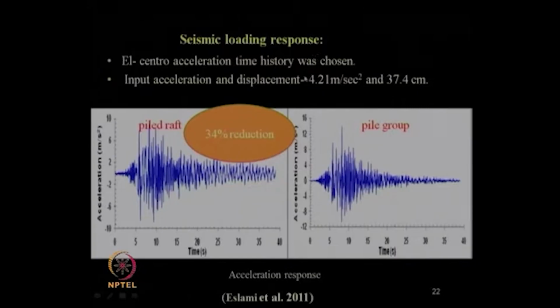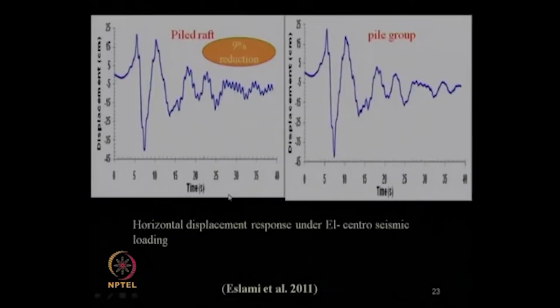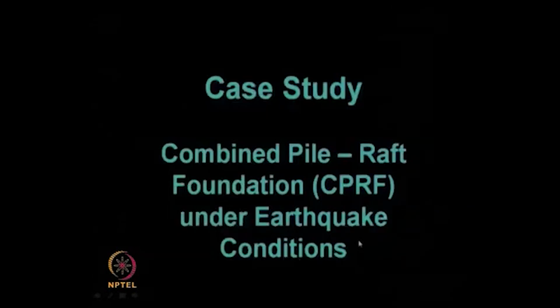Earlier was dynamic loading. For seismic loading, the input acceleration and displacement were considered as given by these values, and the very well known El Centro earthquake acceleration time history they have chosen as the input. You can see over here, they mentioned from their results that there is a 34% reduction in the pile raft in terms of acceleration time profile or response compared to your pile group response. And this is the displacement amount. There is a 9% reduction in the pile raft compared to pile group, even with the seismic earthquake loading.